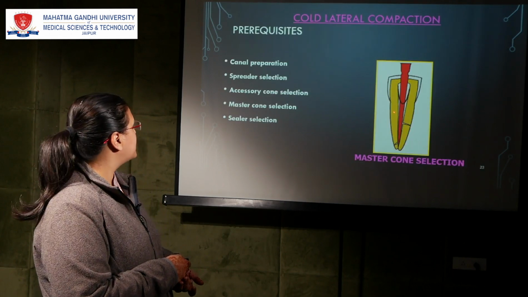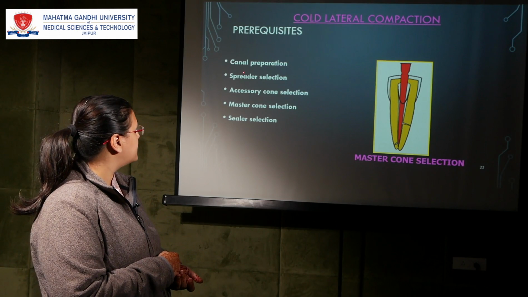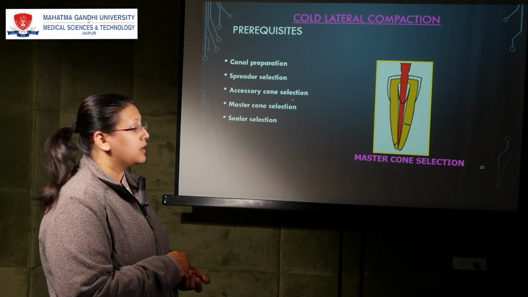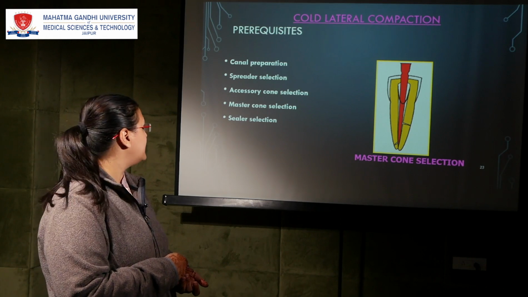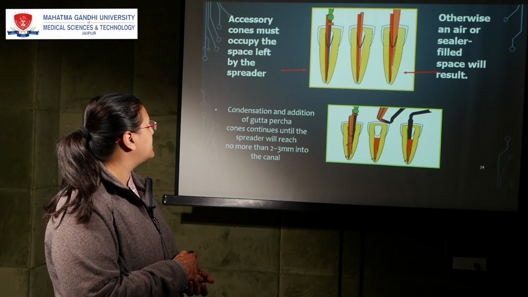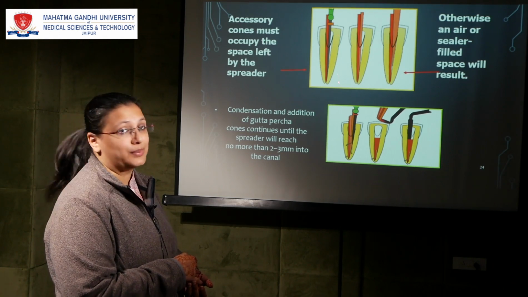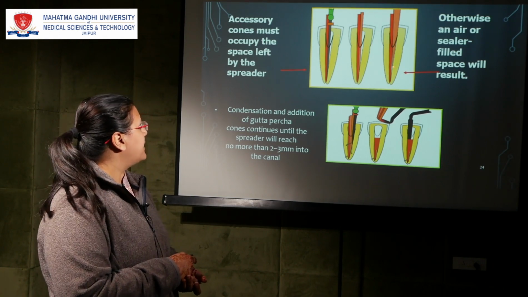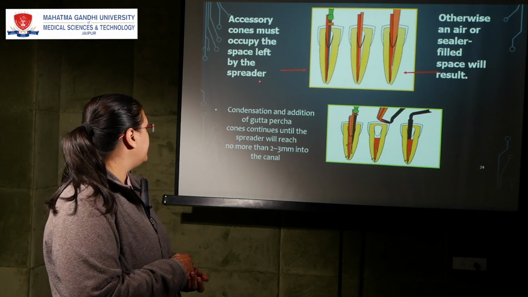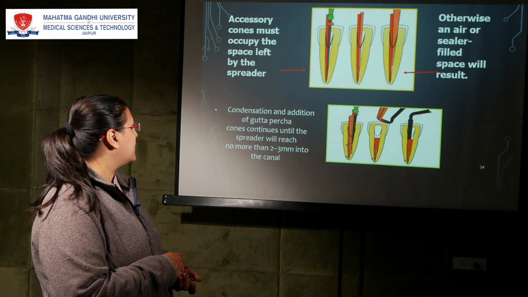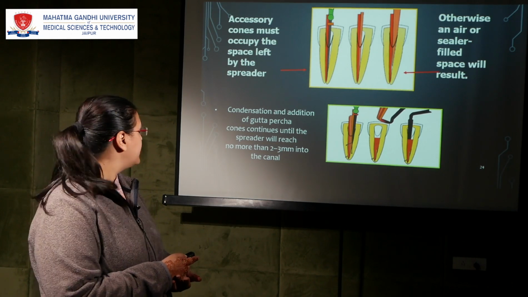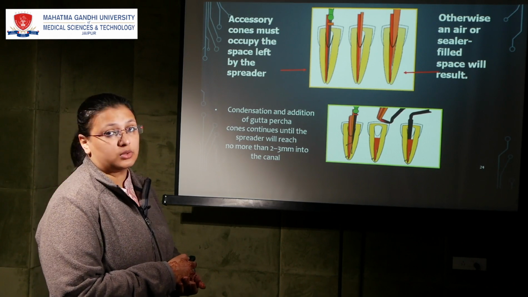Cold lateral compaction, in this basically first we require canal preparation, then spreader selection, accessory cone selection, master cone selection and sealer selection. In this, the accessory cones must occupy the space left by the spreader. Otherwise an air space will be sealed and filled, and voids will result. So condensation and addition of gutta-percha cones continue until the spreader reaches no more than 2 to 3 mm into the canal.